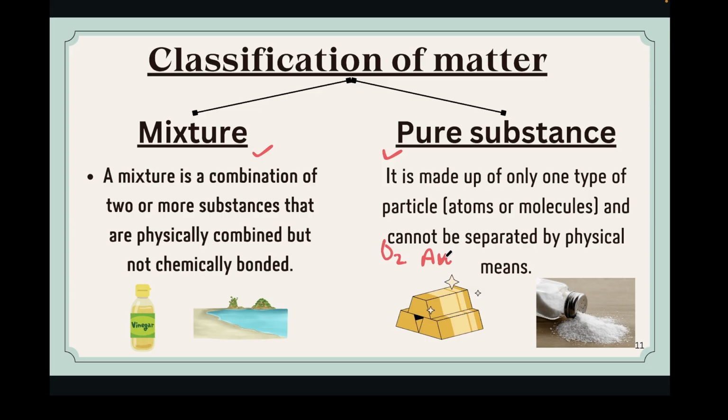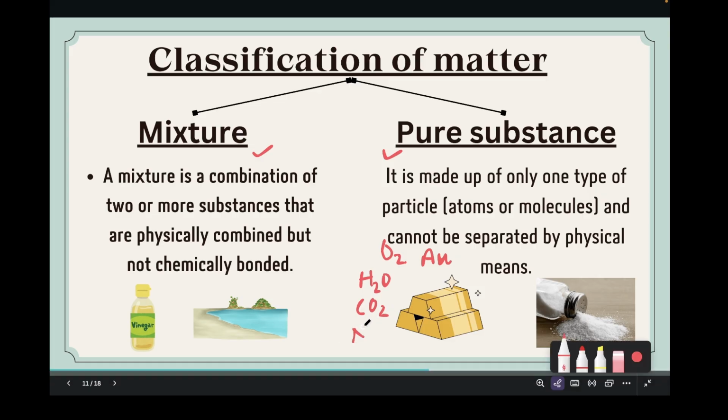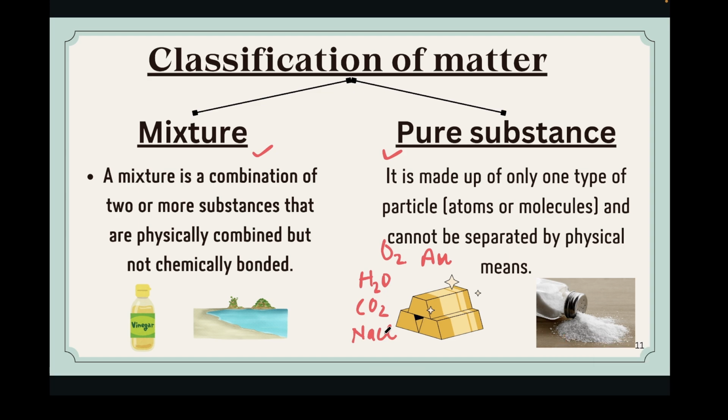On the other hand, compounds are made up of two or more elements that are chemically combined in fixed proportion, like water, CO2, NaCl, etc. They can be broken down into elements by chemical means but cannot be broken down by physical process. Now we will talk about mixture.